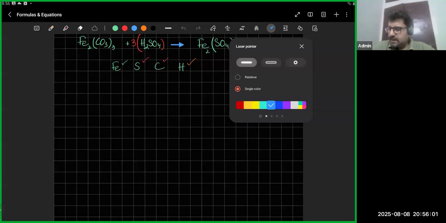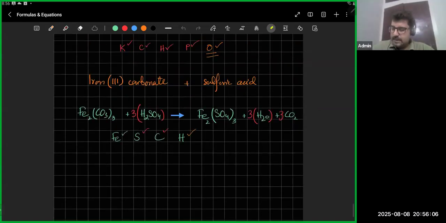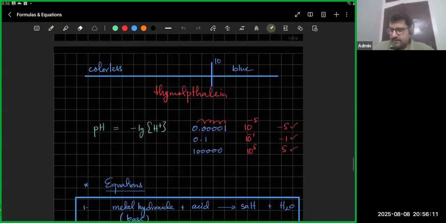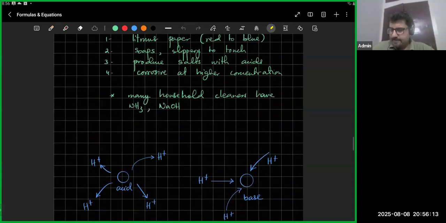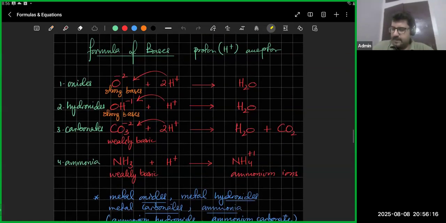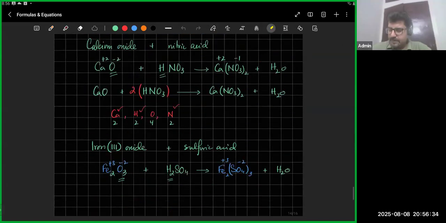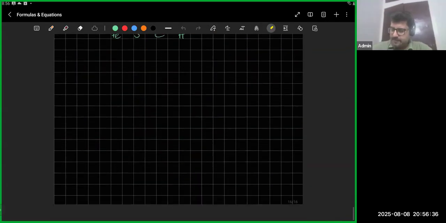Those two equations. If I go back, there were four bases, right? Yes, there were four bases that we did. There was oxide, we made the equations for oxides, we made the equations for hydroxides, and we made the equations for carbonate as well. The last one that's left is the one with ammonia. That's fairly easy. These are all acid-base equations. So this is the fourth equation that we're going to do.